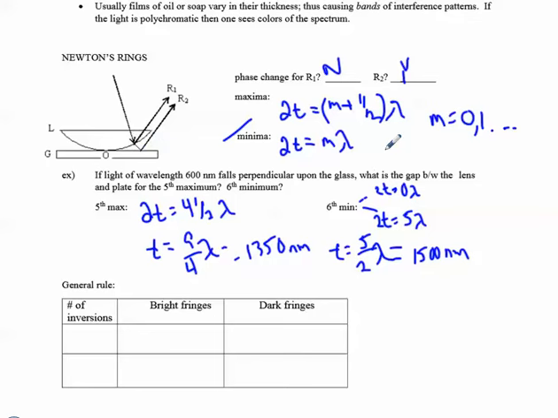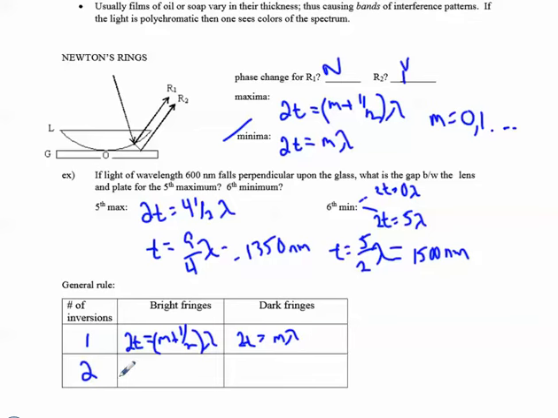If you do this enough, you can start seeing a pattern emerge. If you have either 1 or 2 inversions, we get opposite effects. So when you only have one inversion, either from the initial reflected ray or the second reflected ray, the bright spots are going to occur when 2t, twice the thickness of the air or the film, is equal to (m plus 1/2) lambda, and dark will be when 2t equals m lambda.